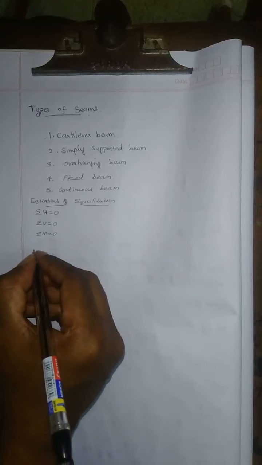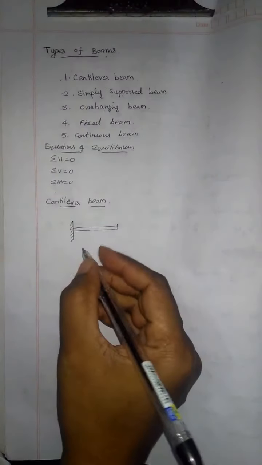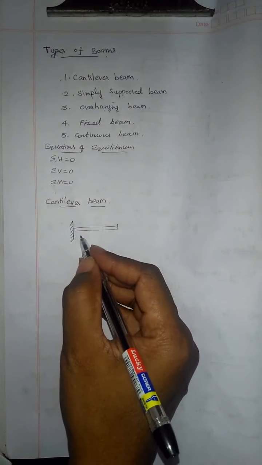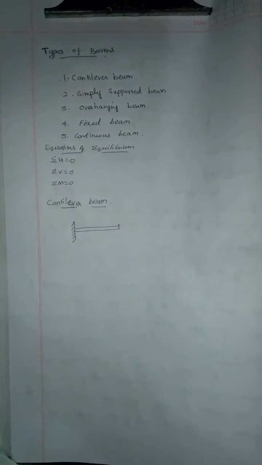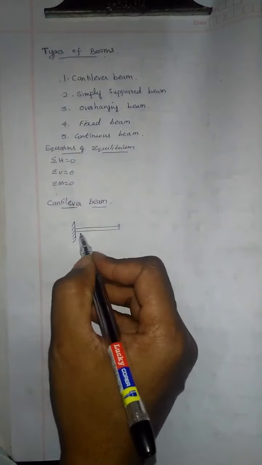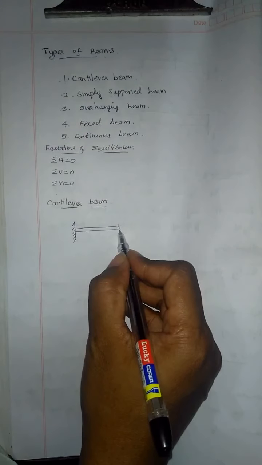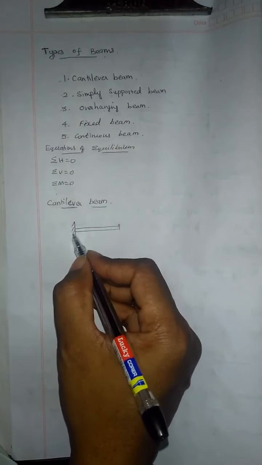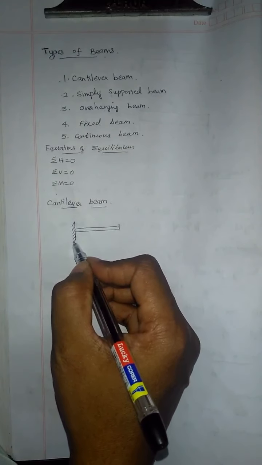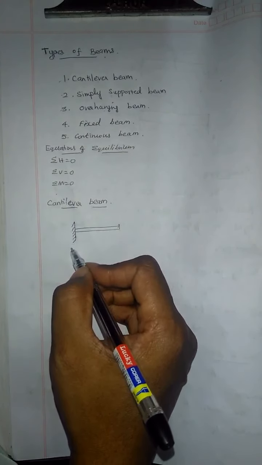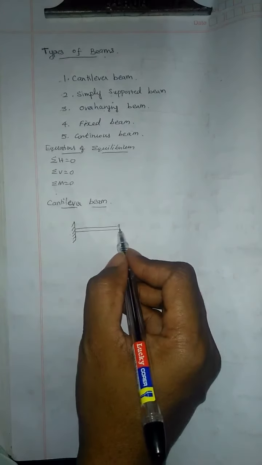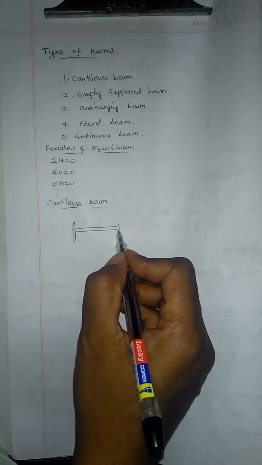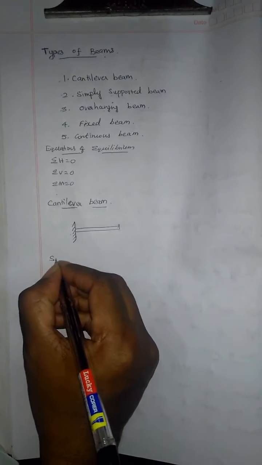Right. So now we will see what is meant by a cantilever beam. The cantilever beam is the beam which is fixed at one end and free at the other end. Generally we will be giving a symbol like this to denote that it is fixed. So the cantilever beam is fixed at one end and the other end will be free. Right. So next, simply supported beam.